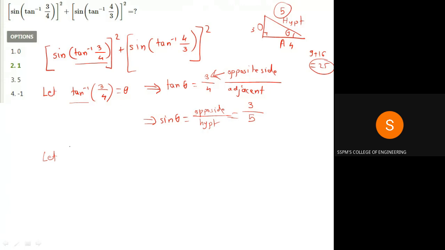Similarly, we can solve for the other expression. Now we will consider tan inverse of 4 by 3. We will take another letter other than theta; we will take alpha here. We have assumed that tan inverse 4 by 3 is equal to alpha, anything you can take. So tan alpha is equal to 4 by 3, opposite side divided by adjacent side. In a similar way we can find the value of sine alpha. Sorry, not theta here, sine of alpha.